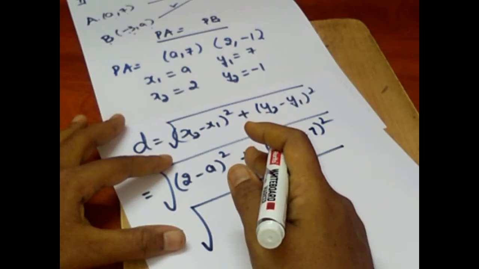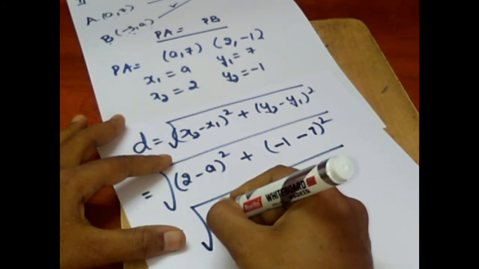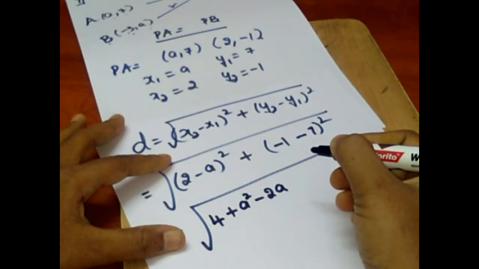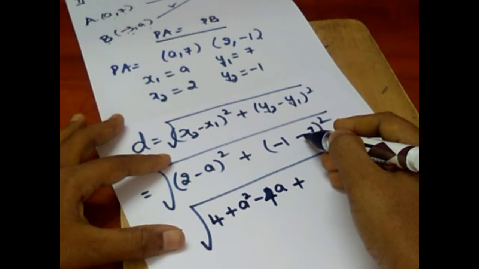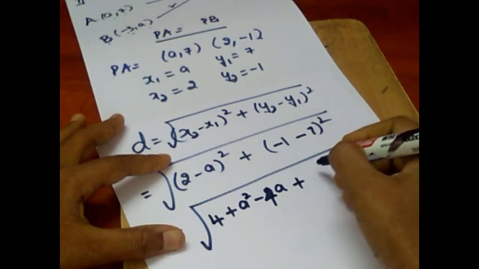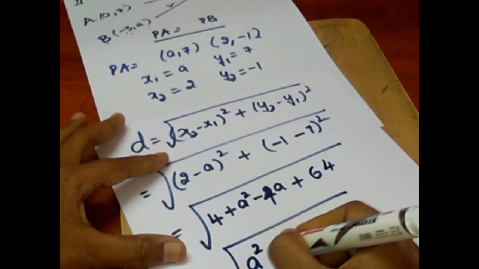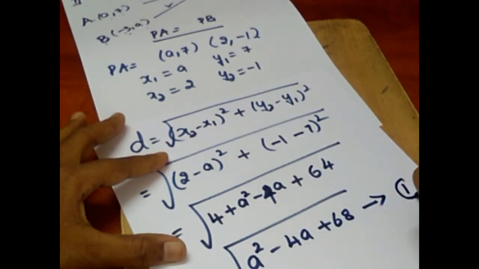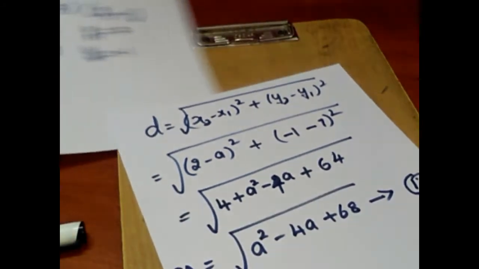How to write (2 minus a) whole square? (2 minus a) whole square is (a minus b) whole square. a square is 4, b square is a square, and 2ab is minus 4a. 2 2s are 4. Plus (minus 1 minus 7) is minus 8. Minus 8 whole square is 64. So we can write it as a square minus 4a plus 68. Mark this as result number 1. This is the distance PA from the point A to the point P.